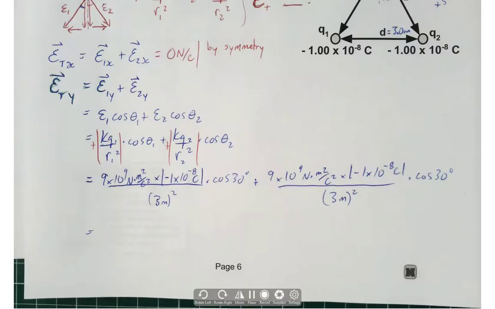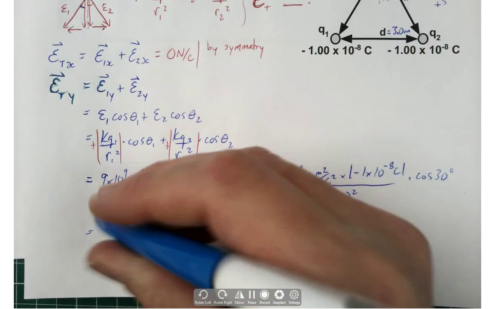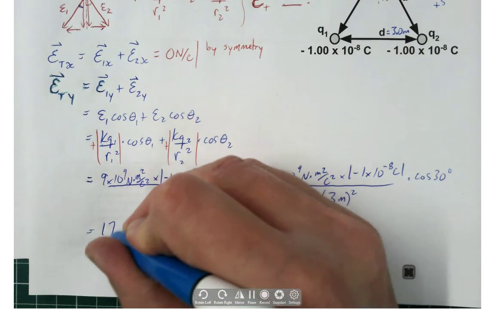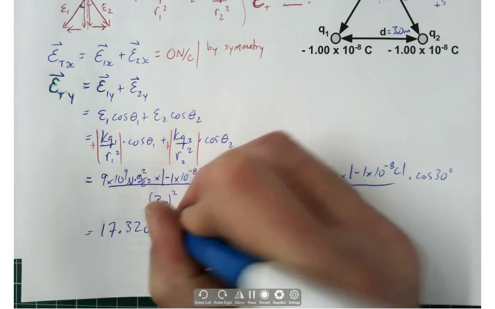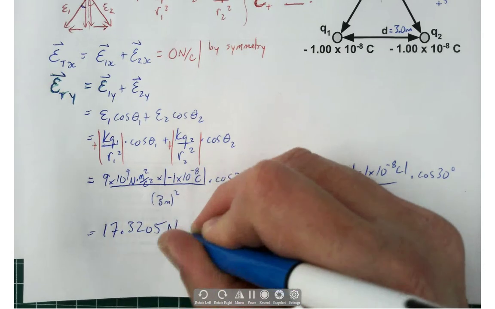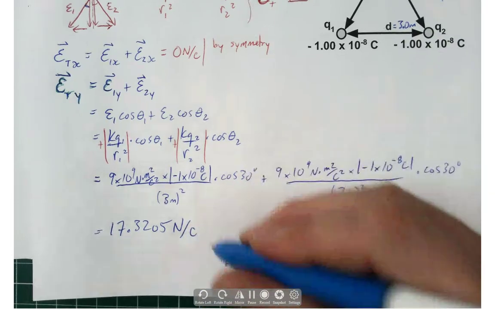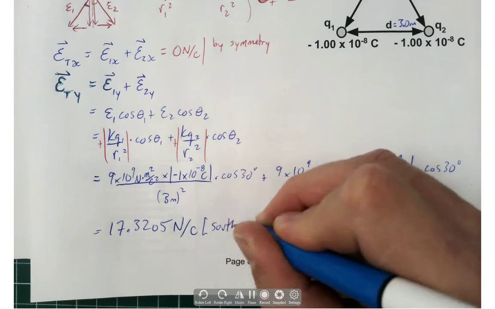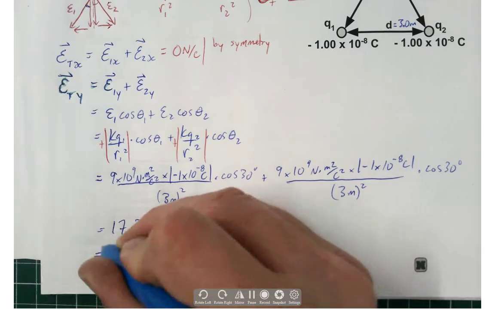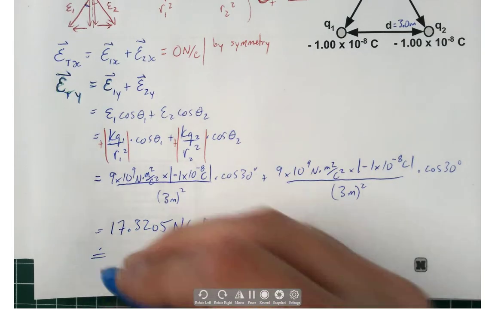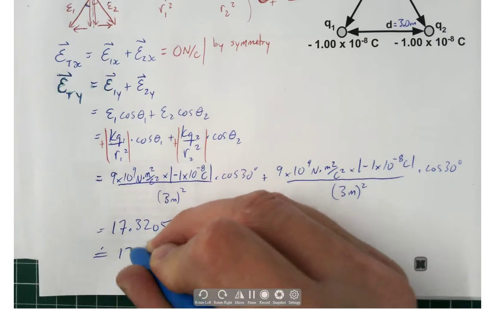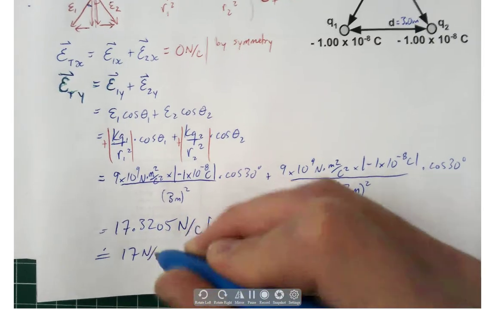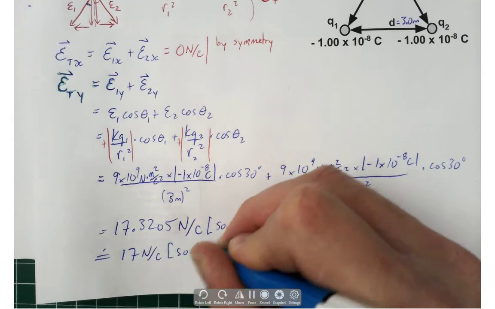Anybody want to claim lucky winner status on this one? Did you get it? 17.3205. Nice. 17.3205. And the units, of course, are still newtons per coulomb. And since it's positive, we'd say that it's south. And it's approximately, how many sig figs? We only had 2 sig figs. So approximately 17 newtons per coulomb south.